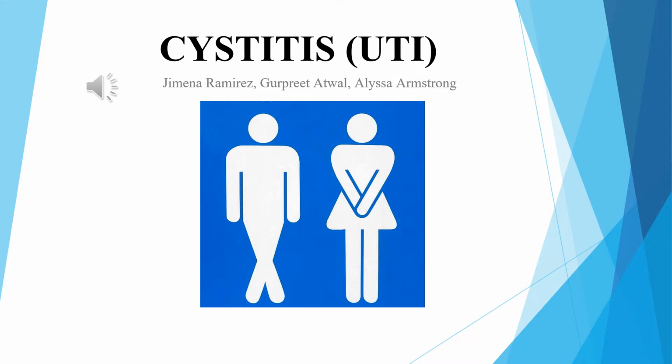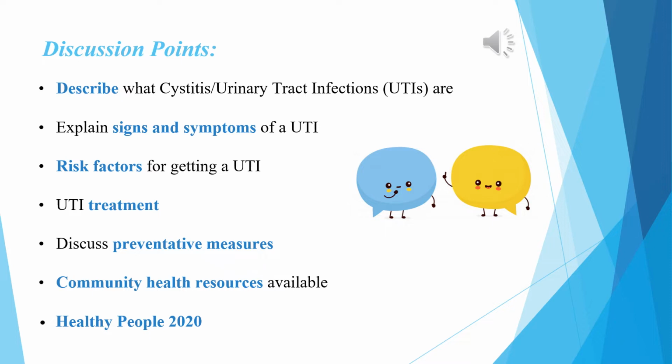Presenting today will be Jimena Ramirez, Gurpreet Atwal, and myself, Alyssa Armstrong. As we go through this presentation, Jimena will describe what cystitis and UTIs are, the signs and symptoms of a UTI, as well as factors that put people at higher risk for getting a UTI. And then Gurpreet will discuss the UTI treatment and some measures we can all take to prevent getting a UTI. And then lastly, I will be discussing local community health resources available and the goals of Healthy People 2020.